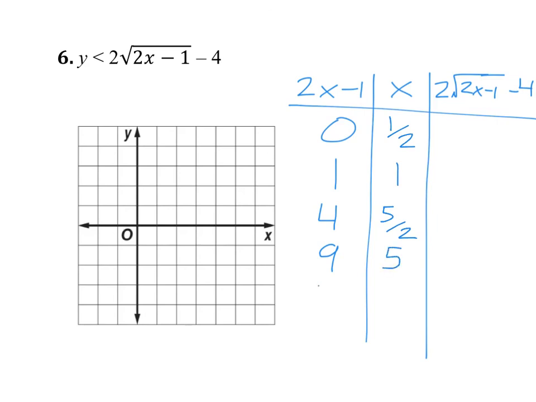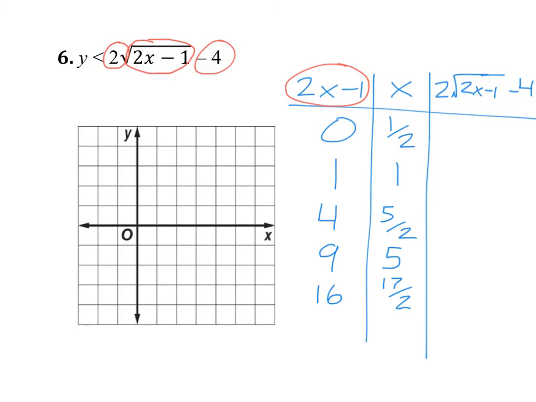All right, let's check one more. Add 1, you get 17. 17 divided by 2 is 8.5. That'll just be a little off the graph. All right, so what are we doing to 2x minus 1? We are taking the square root, multiplying by 2, and subtracting 4. So for the last column, take the first column, take the square root, multiply by 2, and subtract 4.